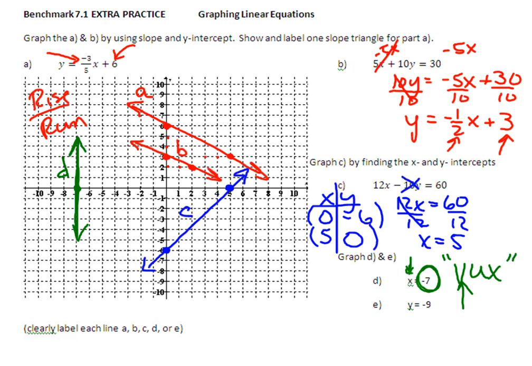So that's D. And then E, again, y equals -9. There's no x in the problem, so I know it's not a diagonal line. I know it's a horizontal or vertical line. Because of the y, I'm thinking Hoy. So y equals -9. I go to -9 where y is, on the y-axis, and I draw a horizontal line through that, and label it E. Should be about it.